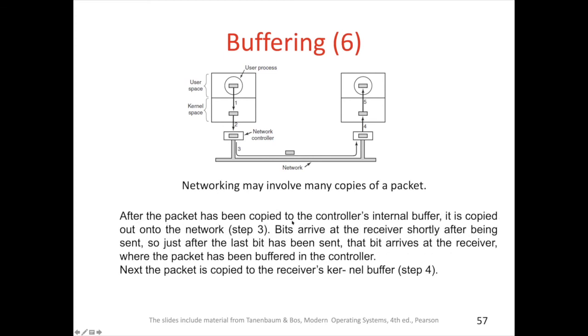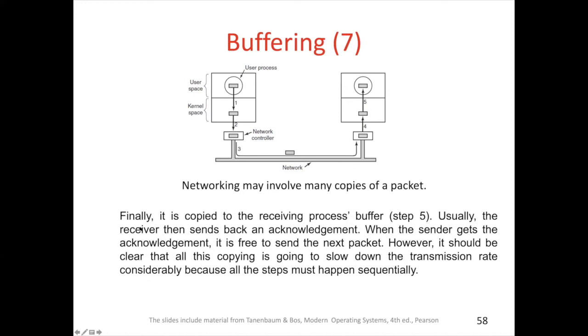After the packet has been copied to the controller's internal buffer, it is copied out onto the network. It is shown here as step 3. Bits arrive at the receiver shortly after being sent, so just after the last bit has been sent, that bit arrives at the receiver where the packet is buffered in the controller. Next, the packet is copied to the receiver's kernel buffer. This is step 4 shown in the figure. Finally, it is copied to the receiving process buffer, step 5 shown here.